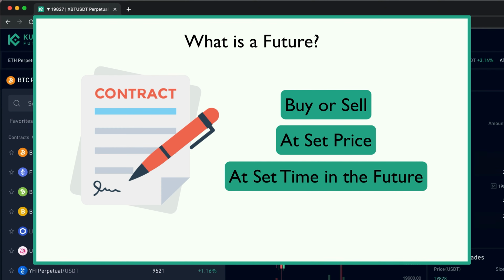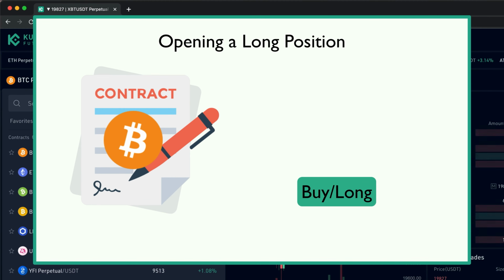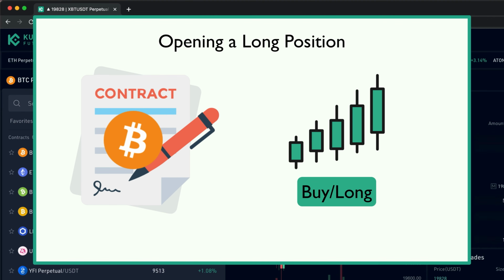So for example, when we are trading a Bitcoin future, we are not really buying or selling Bitcoin itself like we would do in the spot market, but we are entering a contract saying that we will buy or sell Bitcoin in the future. So for example, when we go long on a Bitcoin future contract, we expect the price of Bitcoin to go up. So we enter a contract saying that we will buy Bitcoin at a later date, but at a price which is determined right now, which is usually close to the current Bitcoin price.